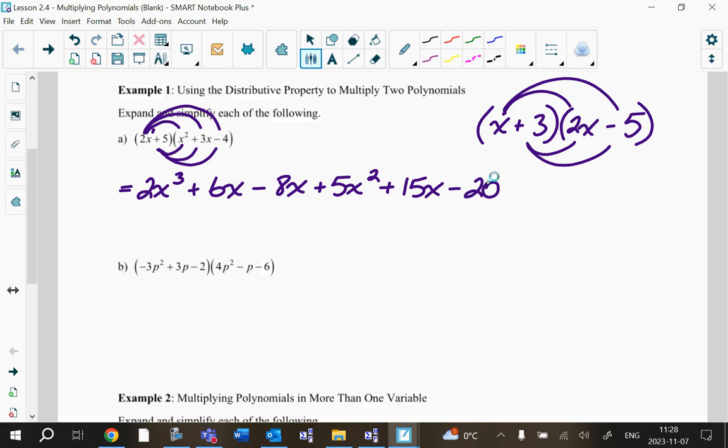Why do I feel like I'm missing something? Yes. You guys said 6x squared. I forgot to put that. So, well, there's no other x cubes to combine. But I can combine x squareds to get what? How many? 11x squared. I can combine the x's to get negative 8x plus 15x plus 7x. And there's only one number, negative 20, so just write that.